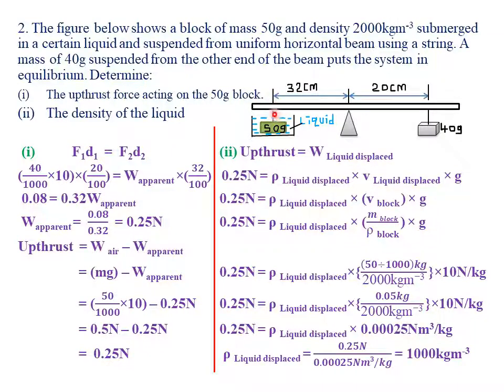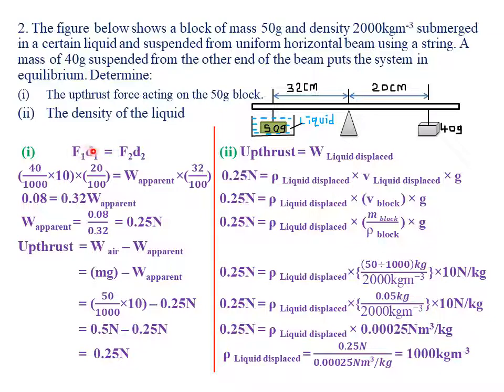For us to find the upthrust force, we must first of all have the apparent weight acting through this particular string, because the apparent weight will be the force that is contributing to the sum of anti-clockwise moments. So from the principle of moments, the sum of clockwise moments must be equal to the sum of anti-clockwise moments, about the same pivot, if the system is in equilibrium.